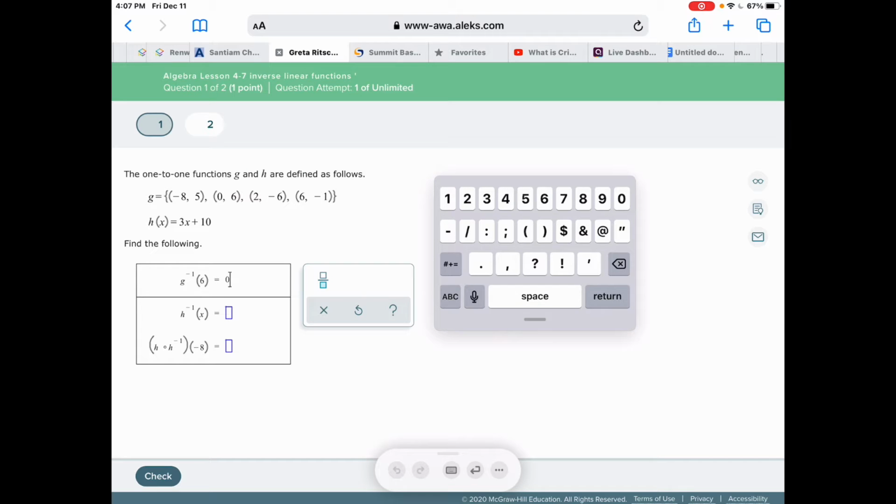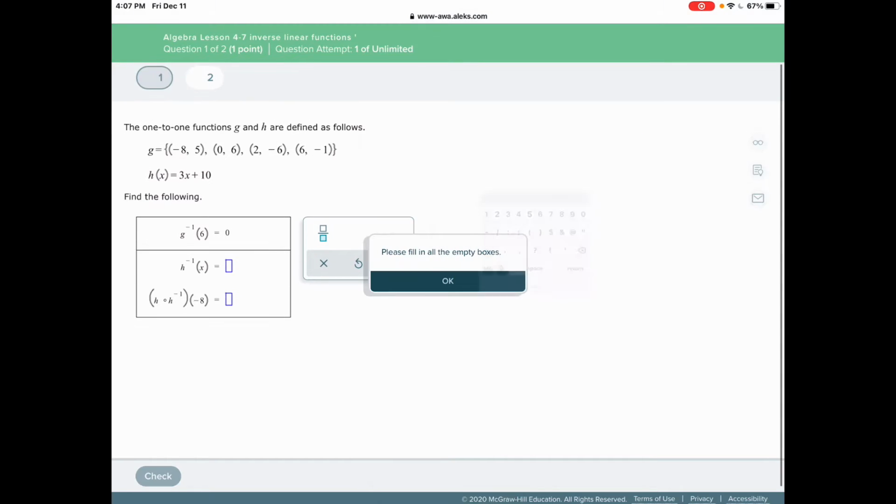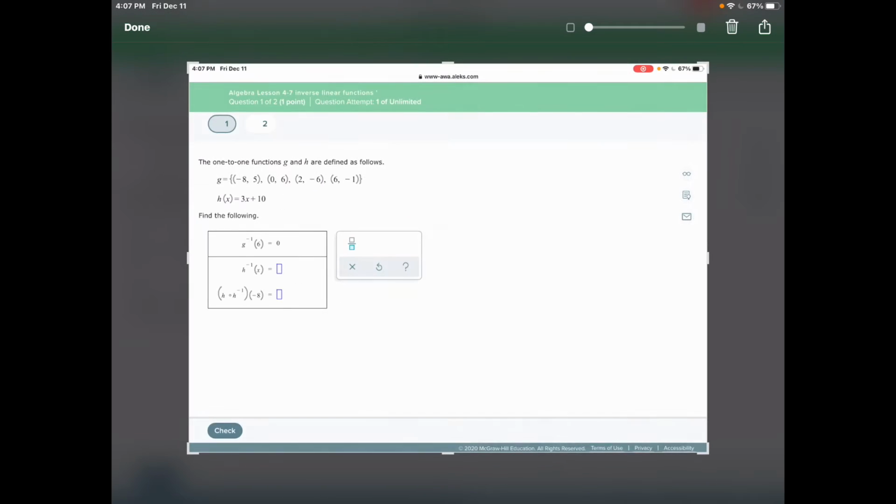Okay, and then if I want to do the inverse of h of x, what I'm going to have to do there is actually, oh, okay, that's an equation. Sorry, I thought that was another list. Let me get a screenshot here so I can write on it.